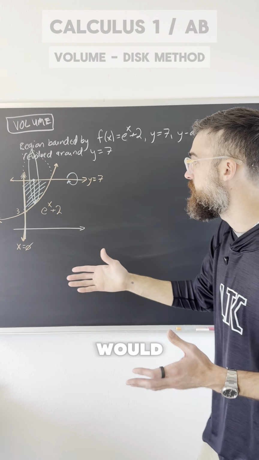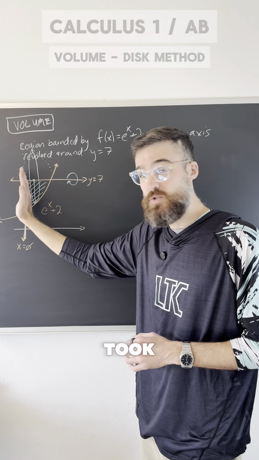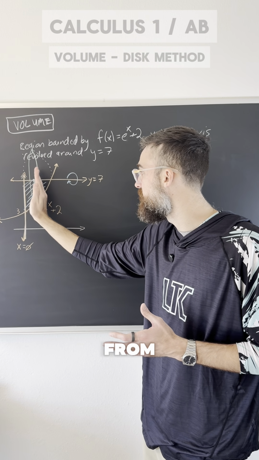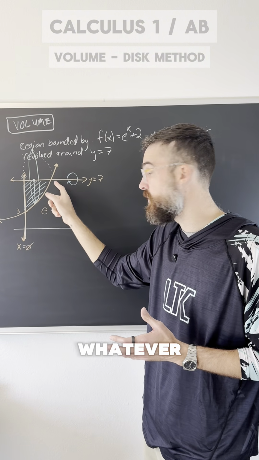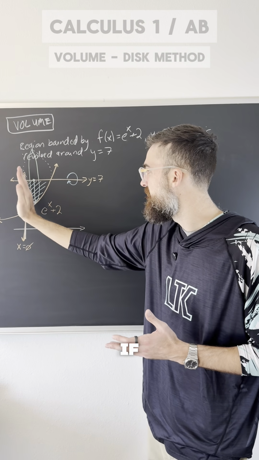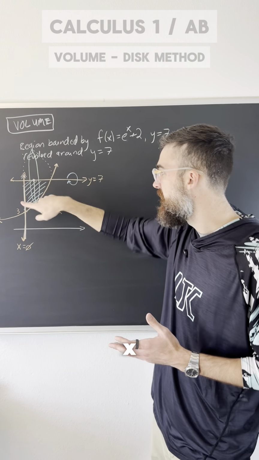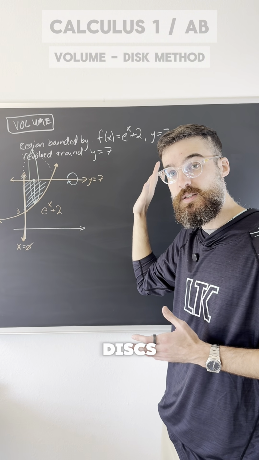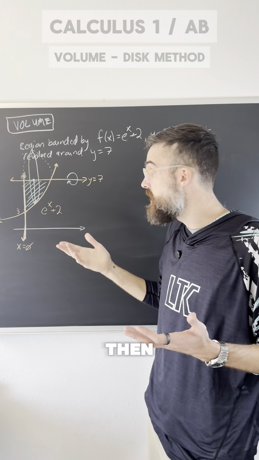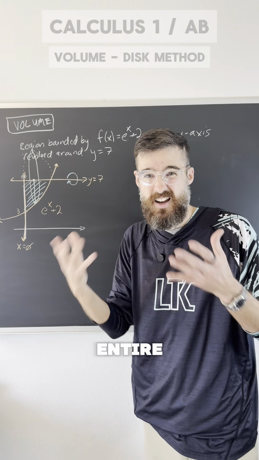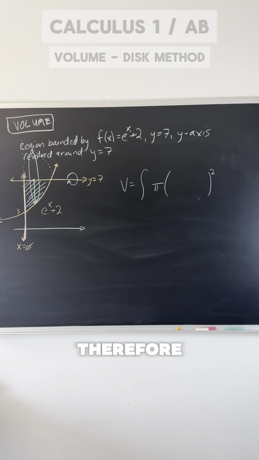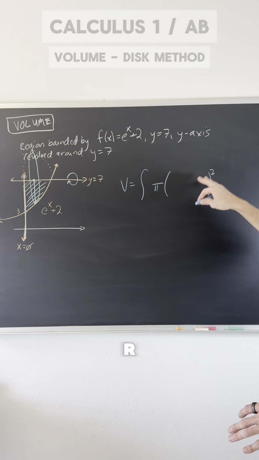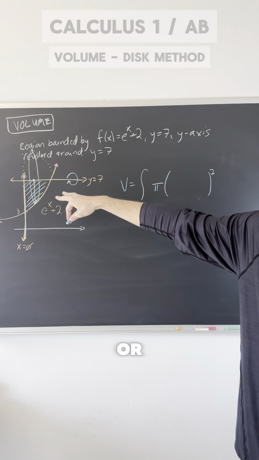And then the logic would be if I took these shapes, these disks, and I did a bunch of these across the way from x equals 0 up to whatever this intersection point is, we've got to find that. If I did a bunch of those stacked, and I found each of those disks, if you just add up all of the disks across horizontally, we would then be able to produce the volume of the entire thing, okay? Therefore, setting up our integral, we get the volume is equal to the integral of pi r squared, because we're working with a disk or a circle here.